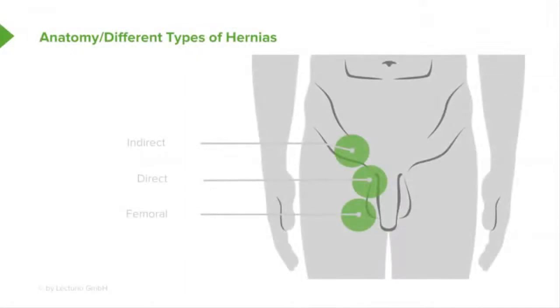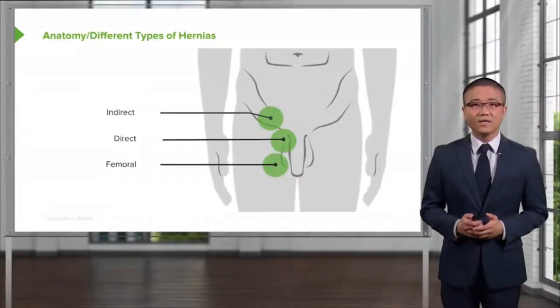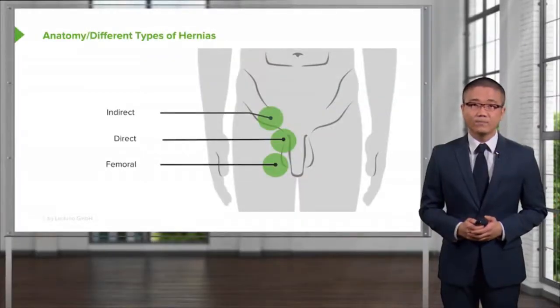There are some different types of hernias in the groin. We've talked about the indirect, through the indirect ring, a direct hernia, which is medial to the epigastric vessels, and the femoral hernia, which is below the inguinal ligament.